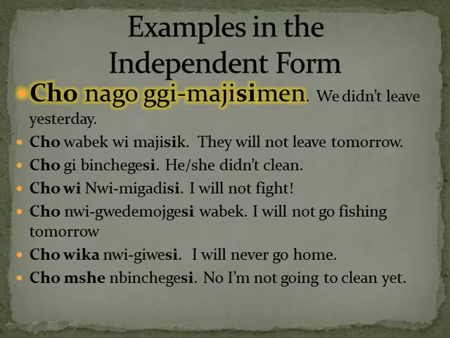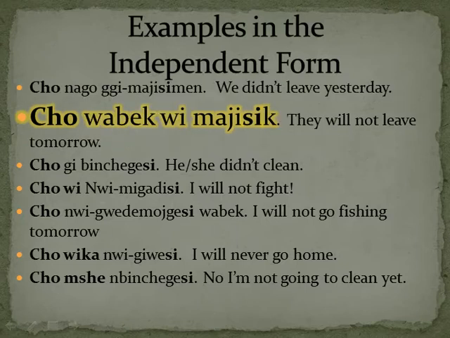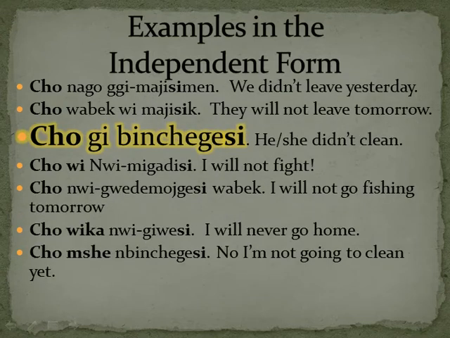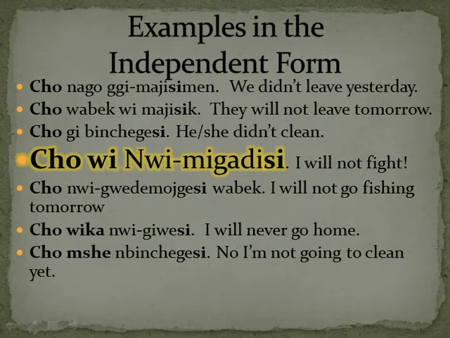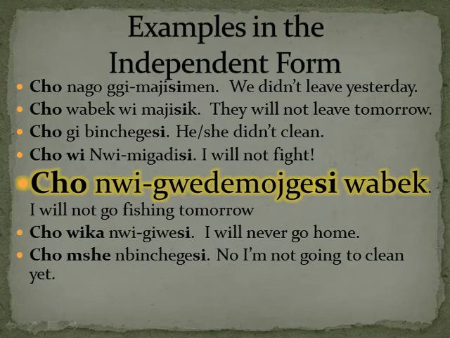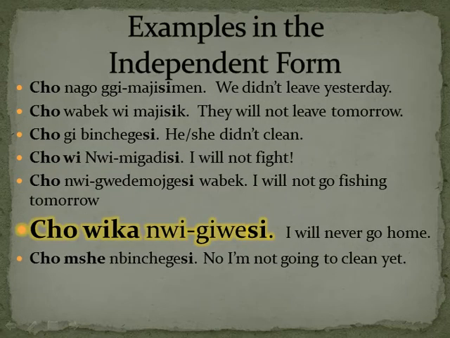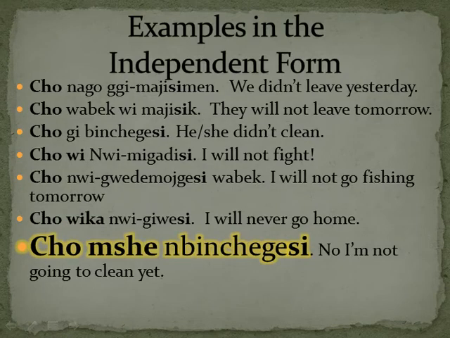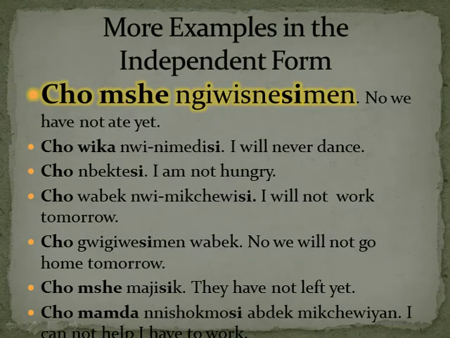So one more time, all those sentences, you can just hear them. Chonago gagimaji siman. Chowabukwi maji seek. Chogi bin chigesi. Chowi nui migadi si. Chonui guademochgesi wabuk. Chowika nui giwesi. Chomshe nabinchigesi.